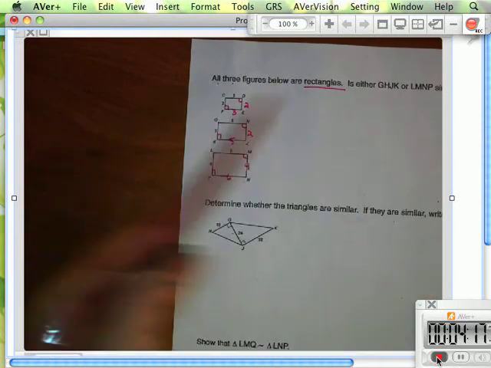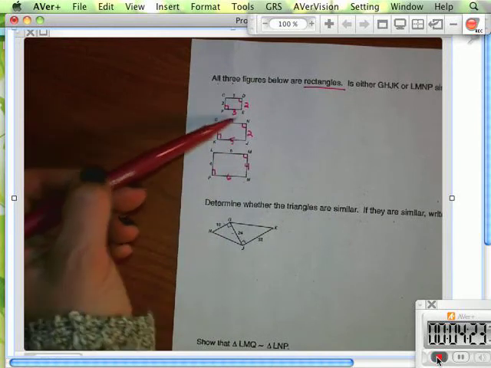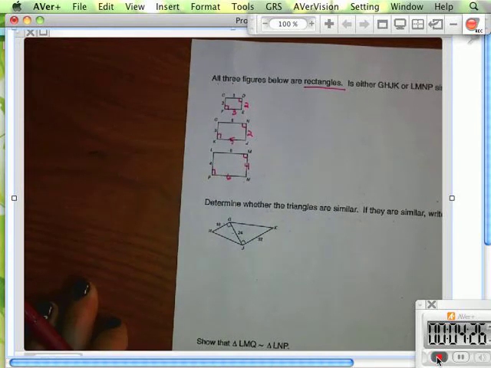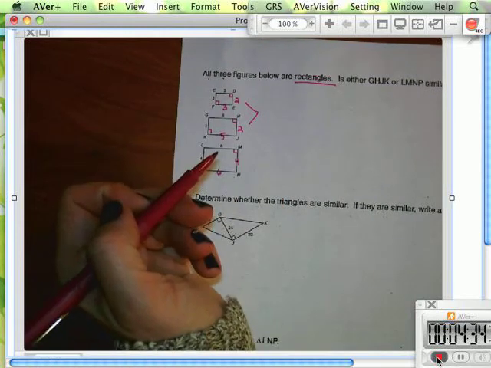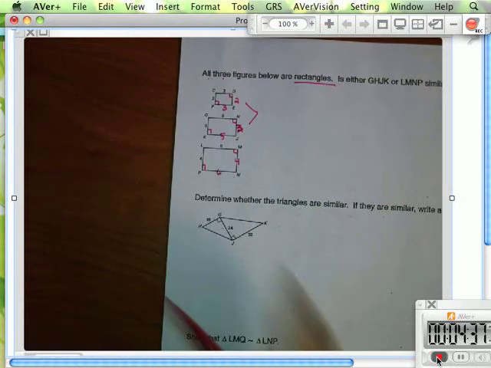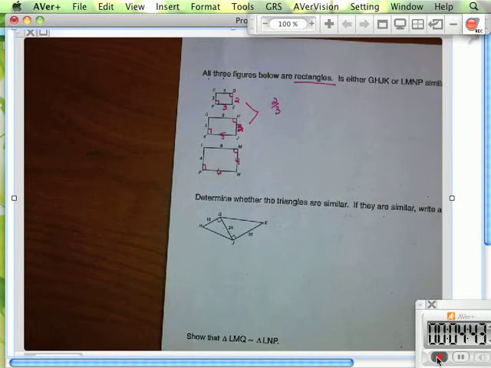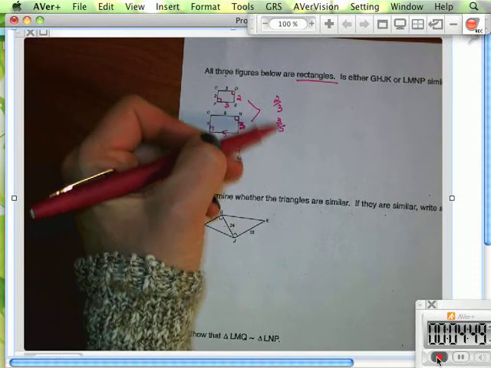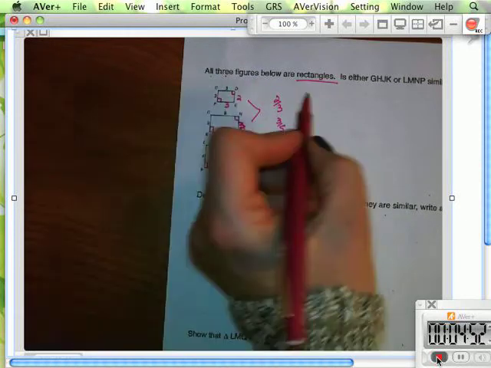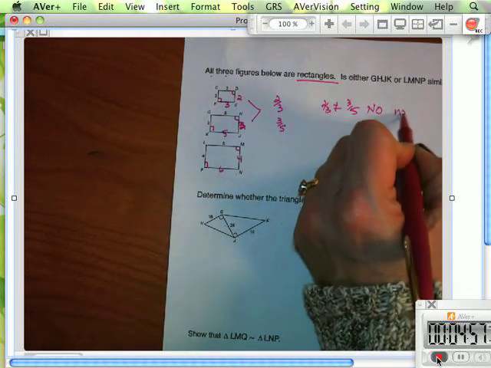Is either GHJK or LMNP similar to the small one? So I could test that with side angle side. Let's test these two. Okay, so I'm going to test first of all, no, this is a 3, I wrote it down wrong. Sorry, that's a 3. I'm going to test first of all corresponding sides. So I have 2/3, and the other pair that I have is 3/5. Are those equal to each other? Those ratios? No. 2/3 does not equal 3/5, so no, they're not similar.